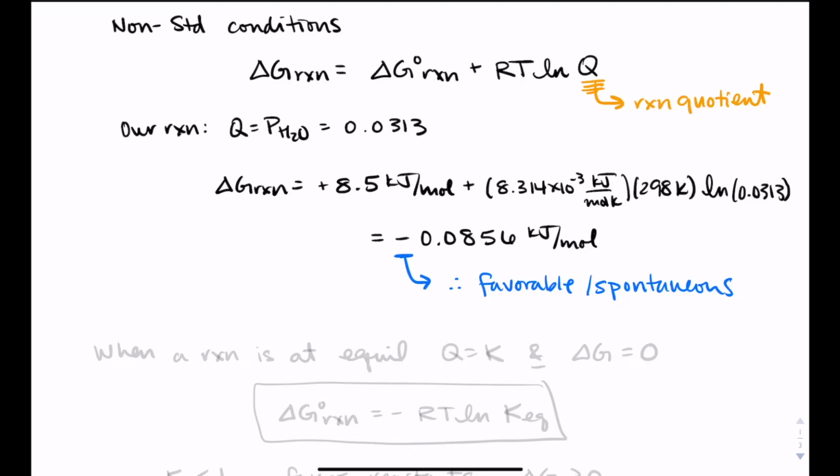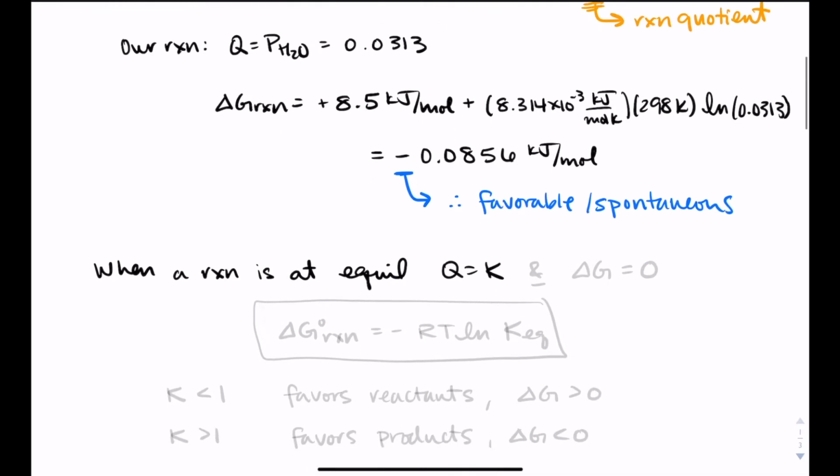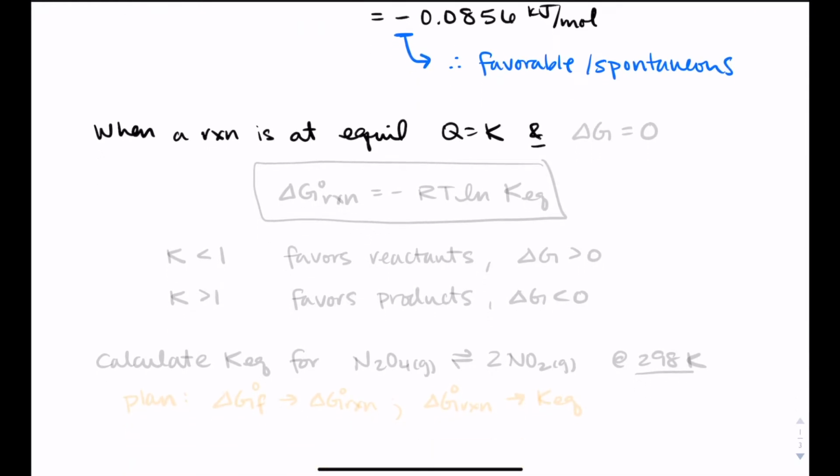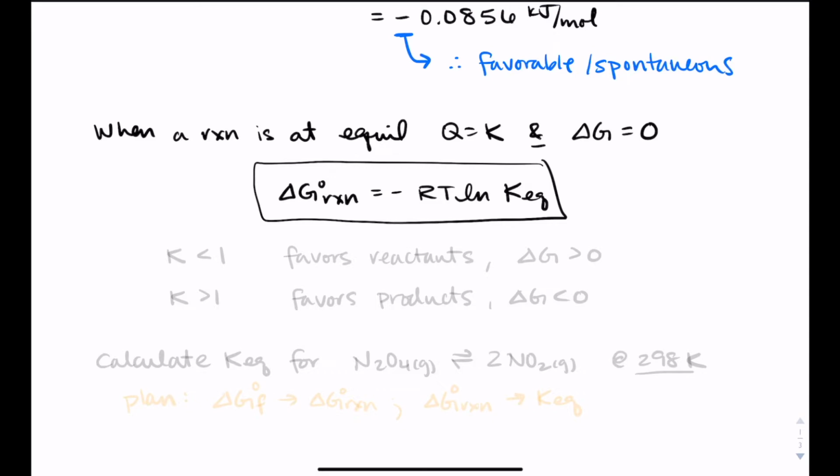So when a reaction is at equilibrium, Q is equal to K, and delta G is equal to 0. So with this addition, we can manipulate our reaction so that we have a direct relationship between the standard delta G and the equilibrium constant. So the equilibrium constant, because it's behind the natural log, let's kind of analyze what this would mean for the delta G. So equilibrium constant less than 1 favors the reactants, right? Let's reorient ourselves to equilibrium.